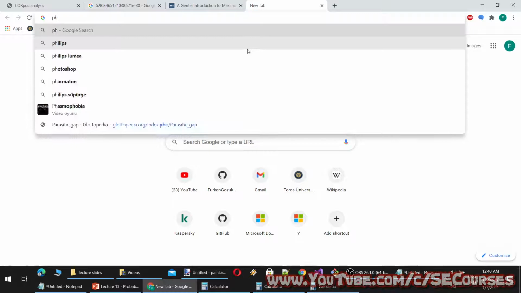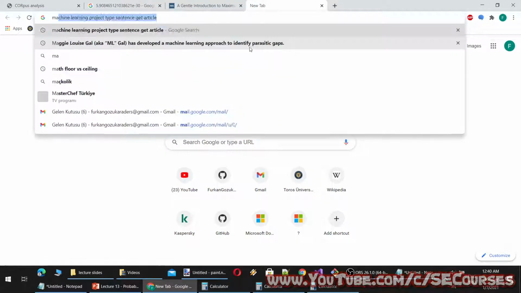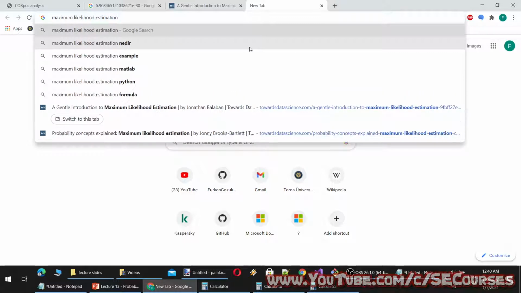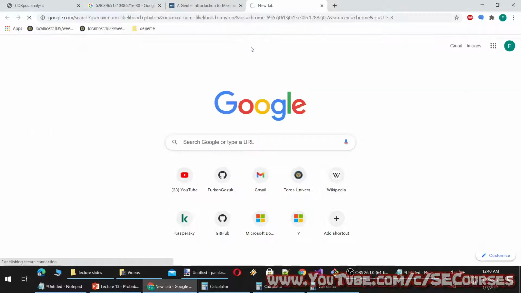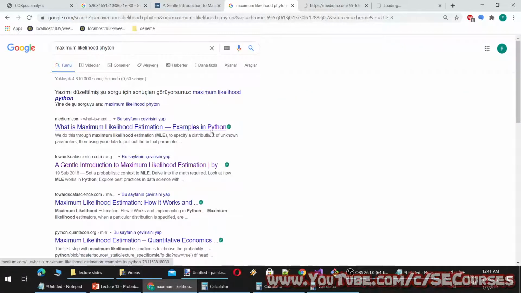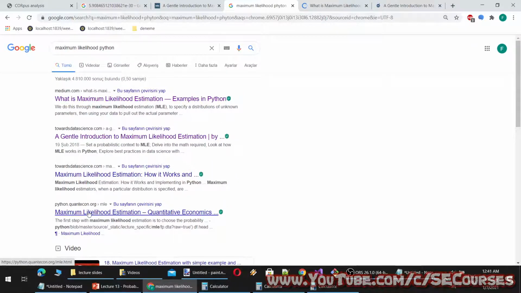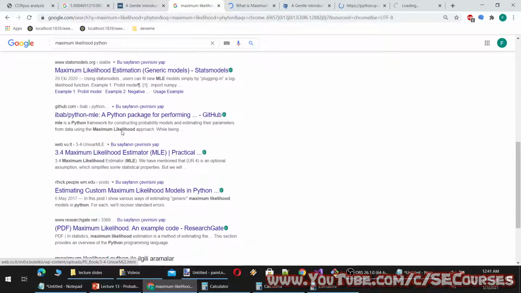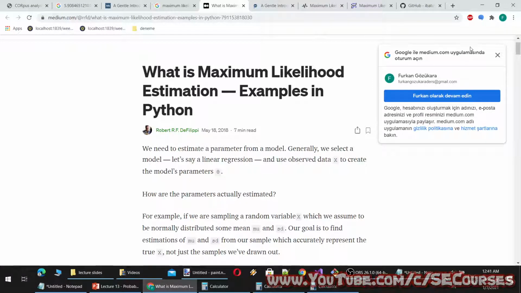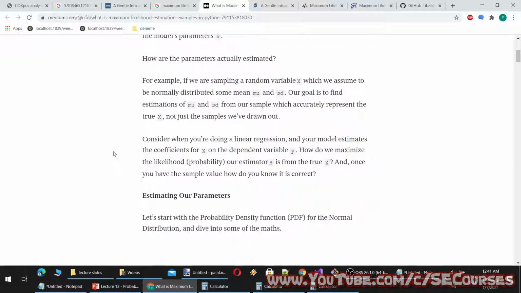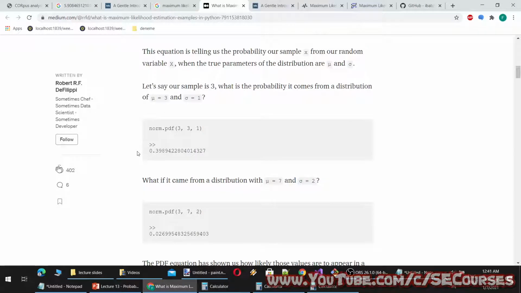This is about probabilistic methods. I think there should be some Python libraries probably. Let's see if they have any framework. Probably this is something written in Python for maximum likelihood estimation.